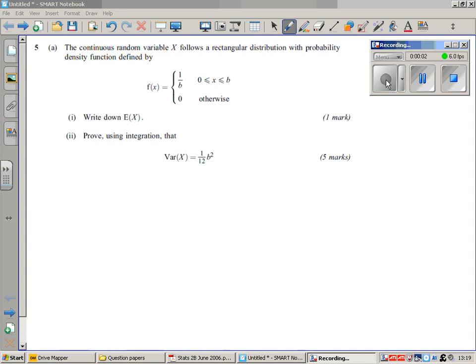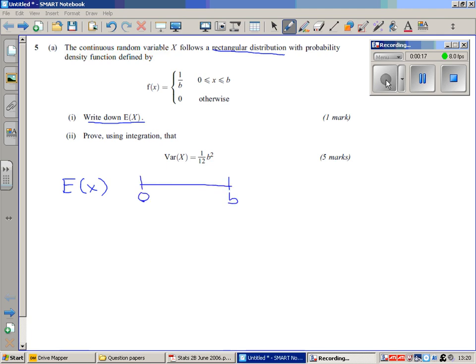Question 5 is a rectangular distribution question, so you can check your formula book to check that you know what the answers are going to be, and write down the expected value of x. Well, on a rectangular distribution, the expected value of x is just halfway between the two ends. We've got 0 at one end and b at the other, so halfway between them is b over 2. Expected value of x is simply b over 2, just the one mark for that.